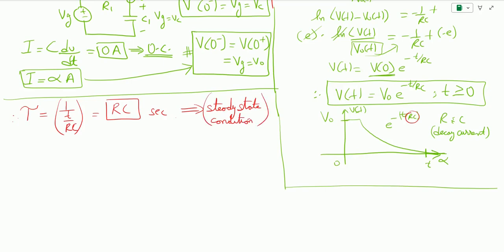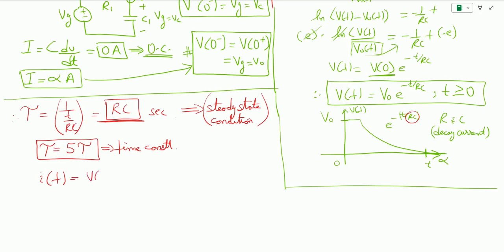Steady state condition is also represented by integral multiples of tau, and normally we know that when the system reaches 5 tau, or 5 time constants, we say that the system has reached its steady state condition. For RC, RC is the tau or the time constant. Similarly, equations for currents, voltages and power will be extracted from here.